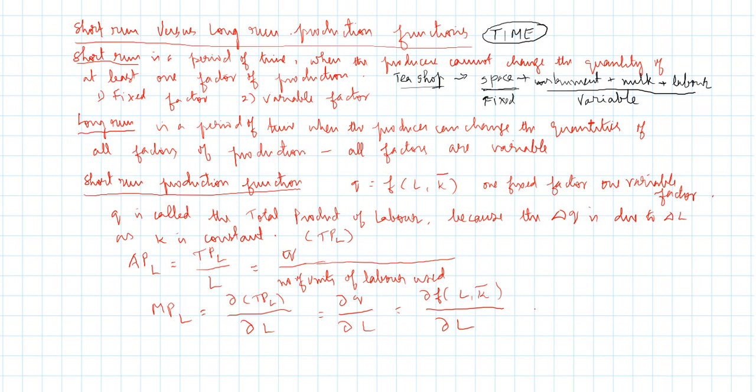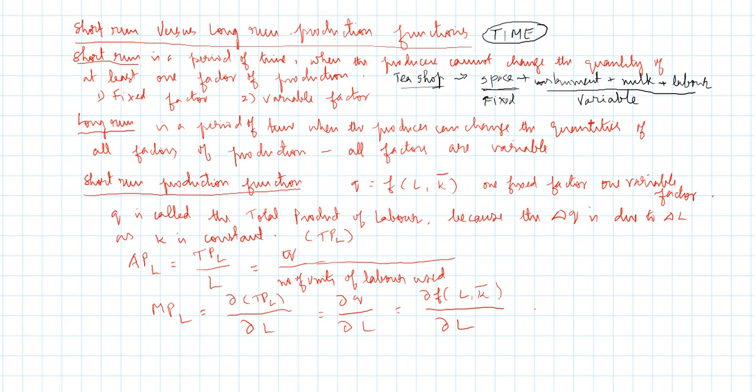Now let us understand a short run production function. Normally I said Q is a function of L and K, where L is labor, K is capital, which includes land and organizational skill. I have assumed that K is constant, that means this is a fixed factor. So one fixed factor and one variable factor. What is the fixed factor? The fixed factor is capital and the variable factor is labor.